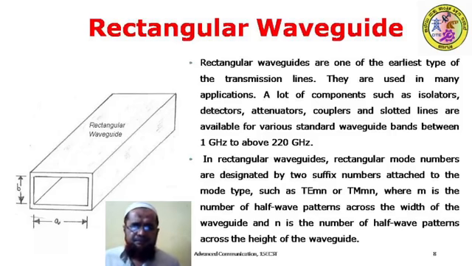In rectangular waveguides, rectangular mode numbers are designated by two suffix numbers attached to the mode type. You can see over here, we have the TE mode, TEMN or TMMN, where M is the number of half-wave patterns across the width of the waveguide, N is the number of half-wave patterns across the height of the waveguide. You can see over here, M represents the number of half-wave patterns along this A wall. Similarly, N represents the number of half-wave patterns along the B wall.